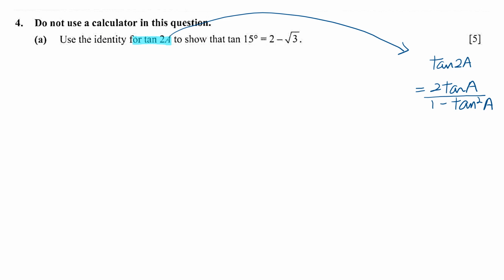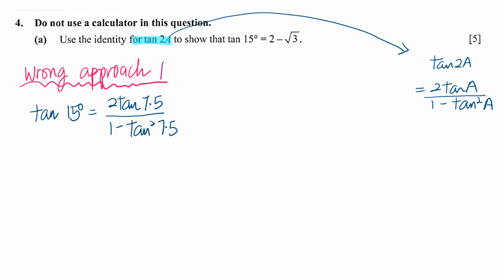Alright, so to show that tangent 15 degrees equals 2 minus square root 3, there are several wrong approaches by students. One of them is substituting angle A to be 7.5. And because the question says do not use a calculator, if you start off with tangent 15 degrees equals 2 tangent 7.5 over 1 minus tangent squared 7.5, you just cannot proceed from there, because there's no way you can evaluate tangent 7.5 without a calculator, and even using a calculator it won't give you an exact value.